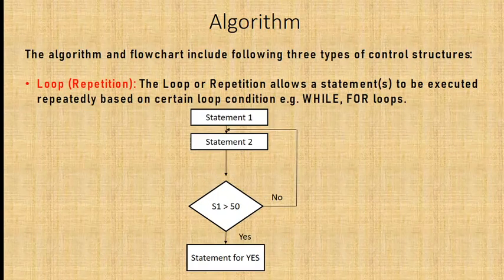And then we have the loop, or repetition. The loop or repetition allows the statements to be executed repeatedly based on certain loop conditions. For example, we use a while or for loop in the program.